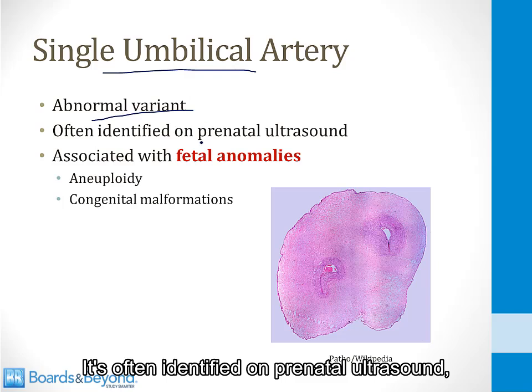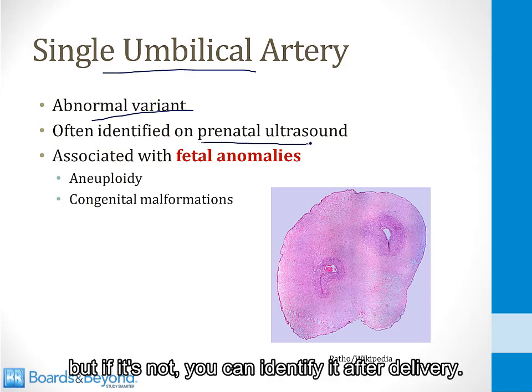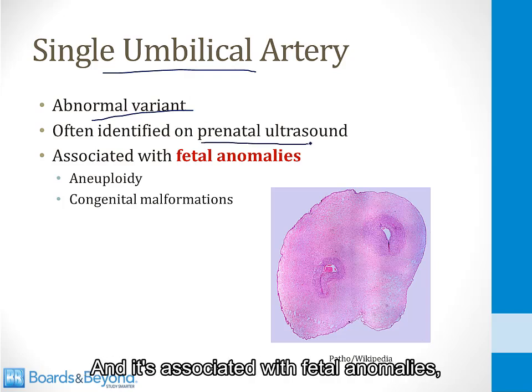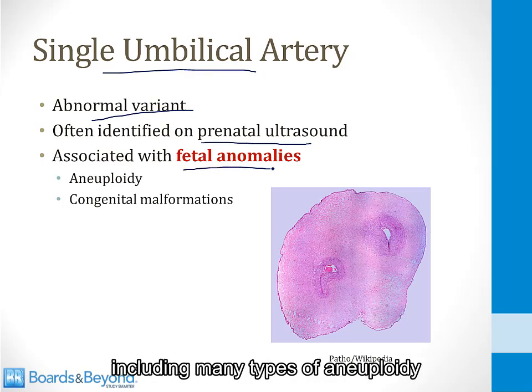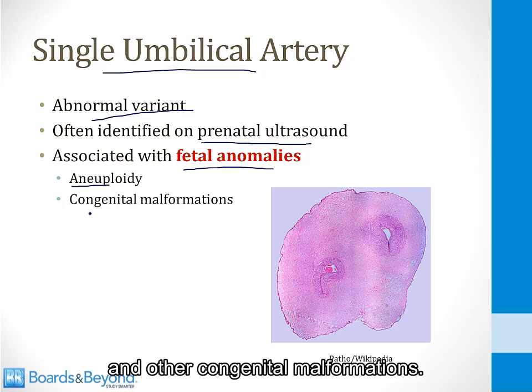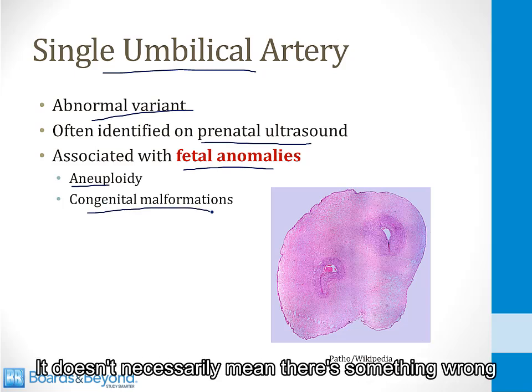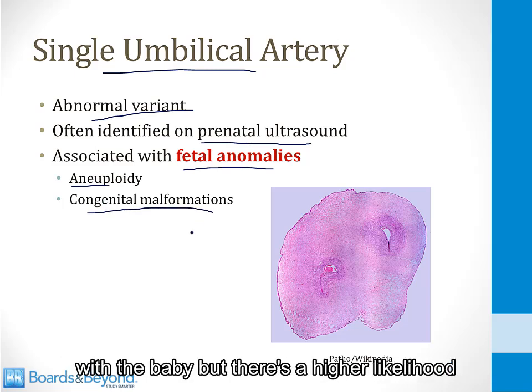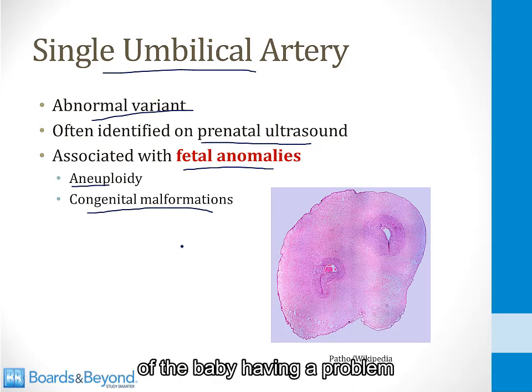It's often identified on prenatal ultrasound, but if it's not, you can identify it after delivery. And it's associated with fetal anomalies, including many types of aneuploidy and other congenital malformations. It doesn't necessarily mean there's something wrong with the baby, but there's a higher likelihood of the baby having a problem if there's only one umbilical artery.